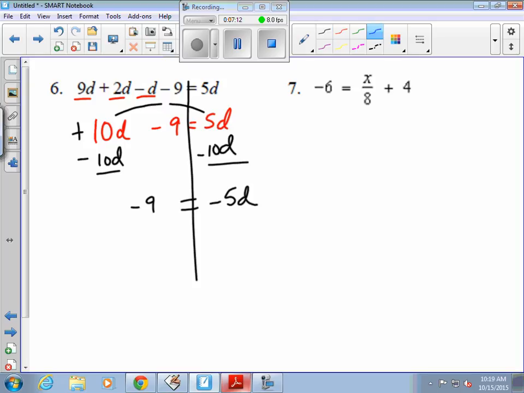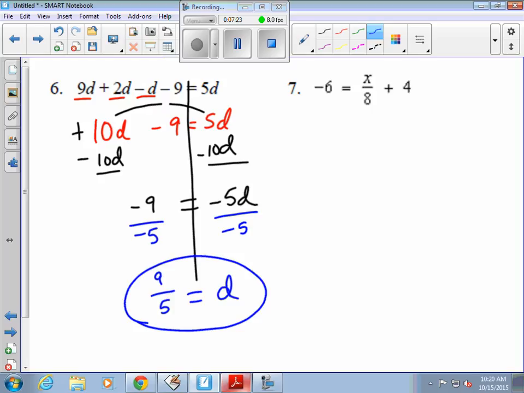Undo negative 5 times d by dividing by negative 5. If you do it there, do it here. We know a negative divided by a negative is a positive, and you could leave it in this form right here, 9 over 5. There's no number that goes into both.